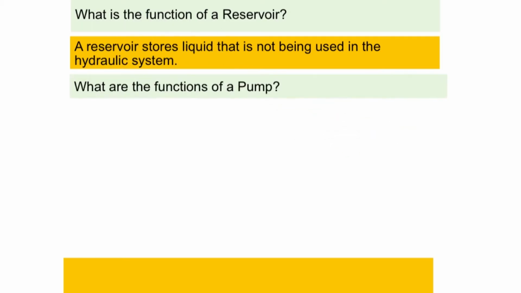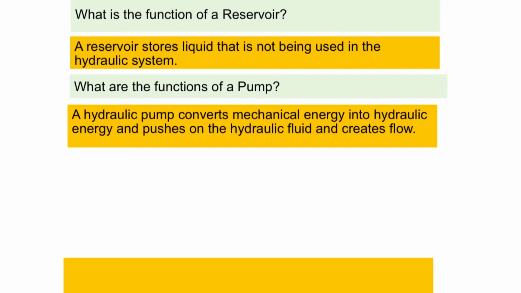What is the function of a pump? A hydraulic pump first converts mechanical energy into hydraulic energy and pushes on the hydraulic fluid and creates flow, which means that a pump has two functions: to convert the mechanical energy into hydraulic energy and also to push on the hydraulic fluid and create flow.